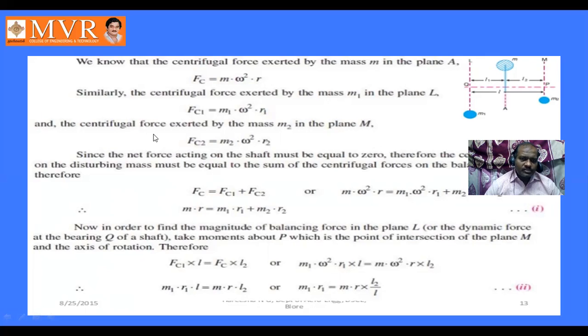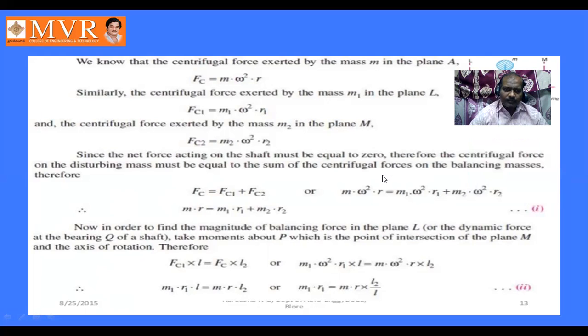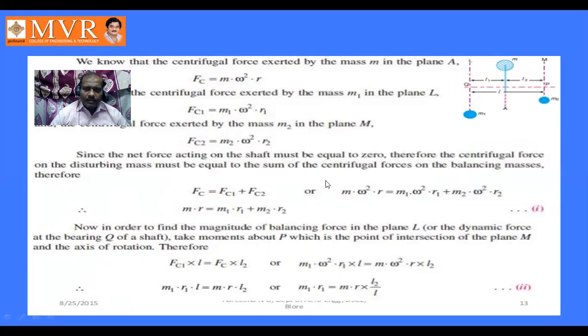The centrifugal force exerted by the mass m2 in the plane M, Fc2, is equal to m2 into omega square into r2. Since the net force acting on the shaft is equal to 0, therefore the centrifugal force of the disturbing mass must be equal to the sum of the centrifugal forces on the balancing masses. So Fc is equal to Fc1 plus Fc2. So m omega square r is equal to m1 omega square r1 plus m2 omega square into r2.